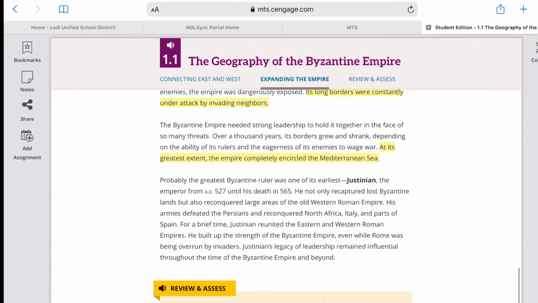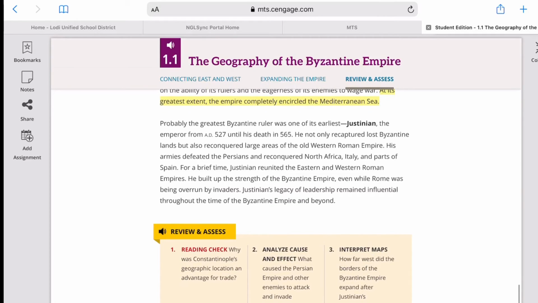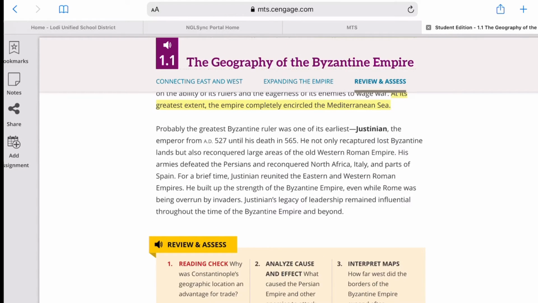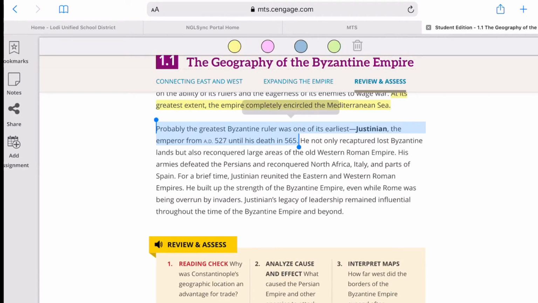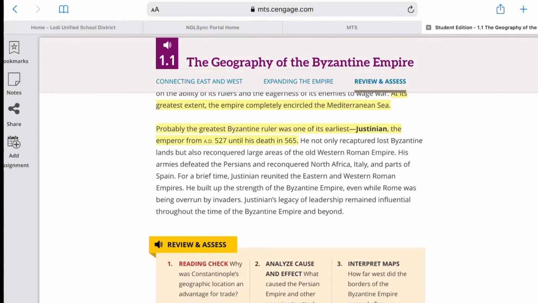Now, unlike the Western Roman Empire, the original, the old one, there are very few notable leaders in the Byzantine Empire. Justinian is definitely one of these notable leaders. So he was the emperor of the Byzantine Empire from AD 527 to 565. He not only recaptured the lost Byzantine lands, but also reconquered large areas of the old Roman Empire. His armies defeated the Persians and reconquered North Africa, Italy, and parts of Spain. For a brief time, Justinian reunited the Eastern and Western Roman empires.